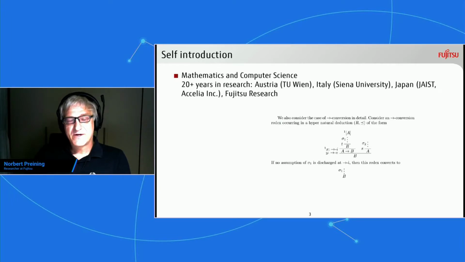So first of all, about myself. I'm a mathematician by education, a computer scientist, mathematician, mathematical logic. What you see here is an example of some proof theory. So I hope you are not too scared. I worked originally from Austria. Then I lived in Italy, and now I have been more than 11 years in Japan. First at the Geist, then another company, and for some time now at Fujitsu Research.